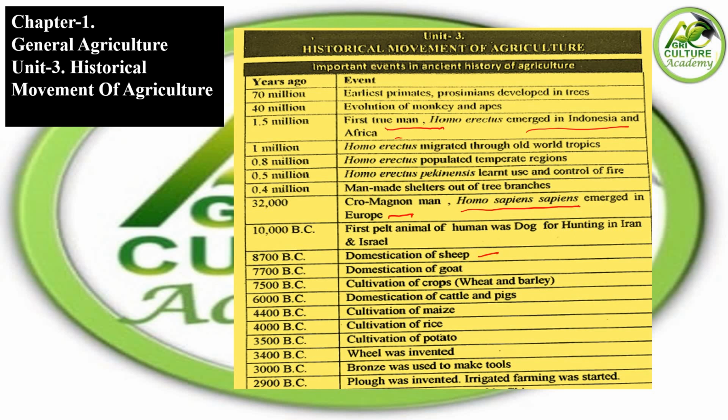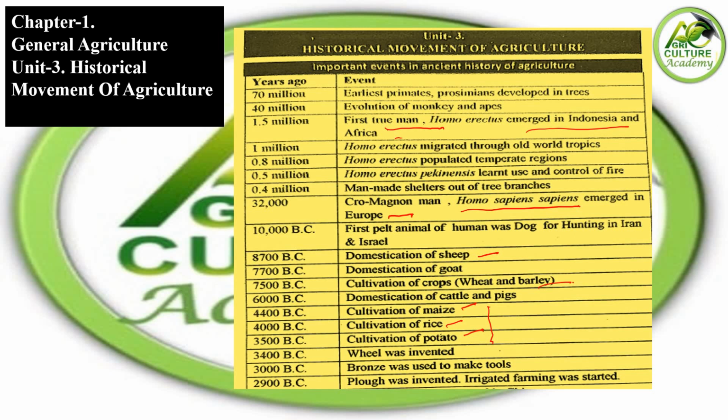7,700 BC, domestication of goat. 7,500 BC, cultivation of crops, that is wheat and barley. This is also important: 6,000 BC, domestication of cattle and pigs. 4,400 BC, domestication of maize, rice, potato. These are asked in previous year questions.